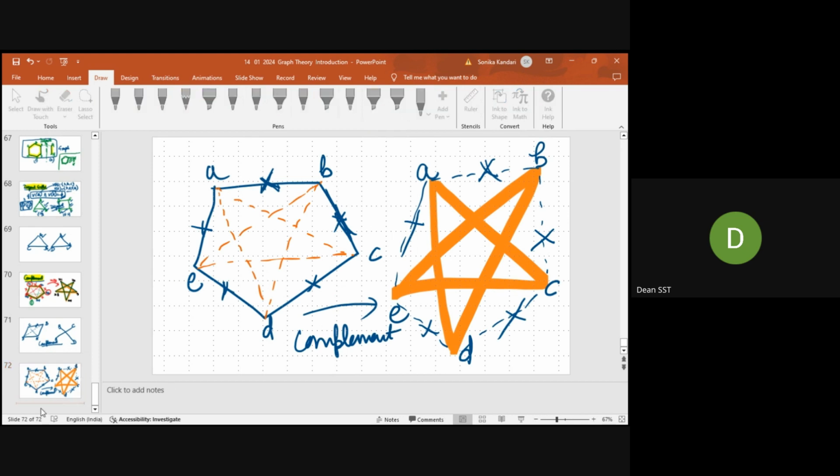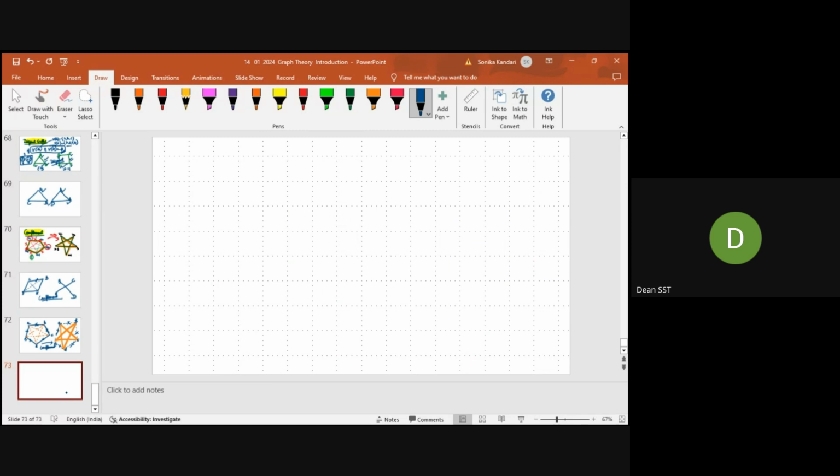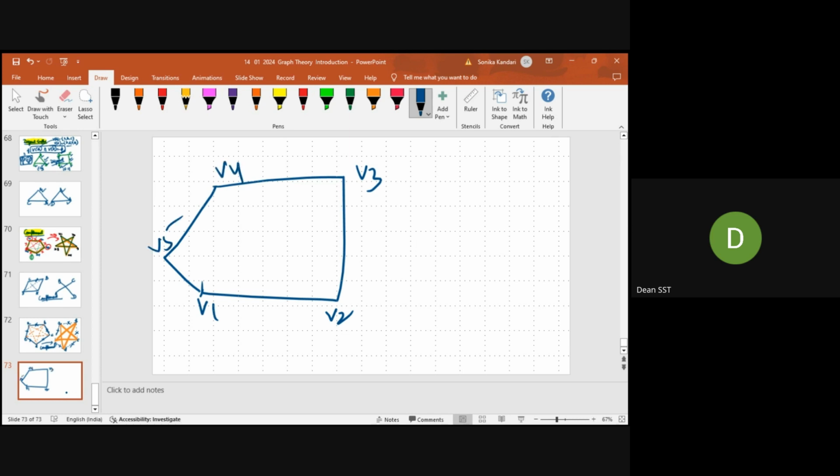Class, is it clear? Now you know how to form the complement? You can create the complement with V1, V2, V3, V4, V5. Fine. You have V5, V4, V3, V2, V1. I don't need V5, V4. I need V5, V3 because it is not present in my own graph. So I need V5 to V3.